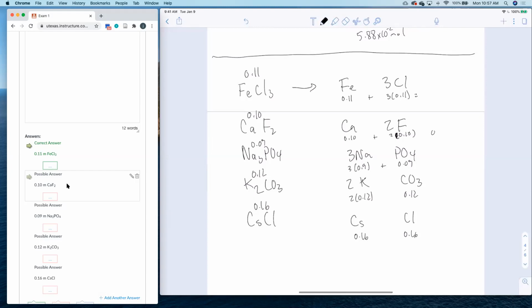So this is 0.44. I don't know if the M is molal or molarity, but that's the practical concentration of that. Oh, did I mess up here? Hold on.